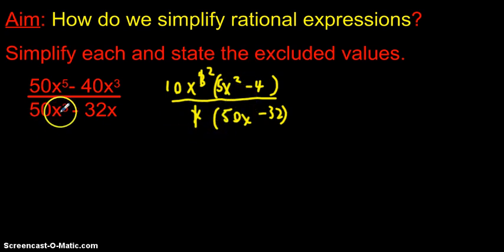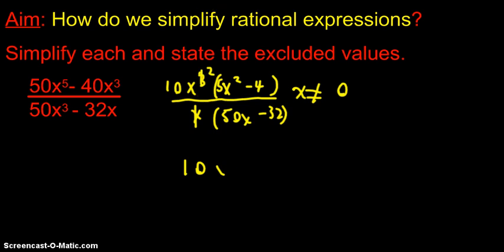Now, this expression is actually undefined for 2 values. One when x is equal to 0, and one when x is equal to 32 over 50. But this is a simplified form. Because this x cancels out, we have to include that this fraction is the same as this one when x is not equal to 0. So the final answer should be 10x.